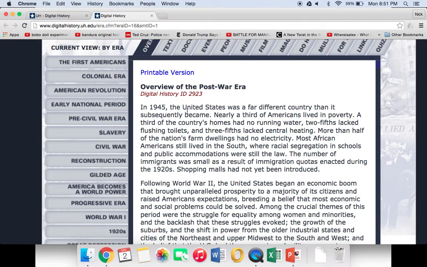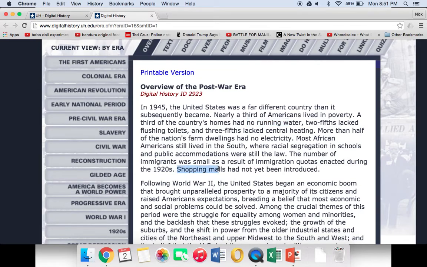1945, the U.S. was a far different country than it subsequently became. So this is in 45. Nearly a third of Americans lived in poverty. A third of the country's homes had no running water. 2/5 lacked flush toilets. 3/5 lacked central heating. More than half the nation's farm dwellings still had no electricity, even after the New Deal. Most African Americans still lived in the South, where racial segregation in schools and public accommodations was still the law. The number of immigrants was small as a result of the immigration quotas of the 20s.